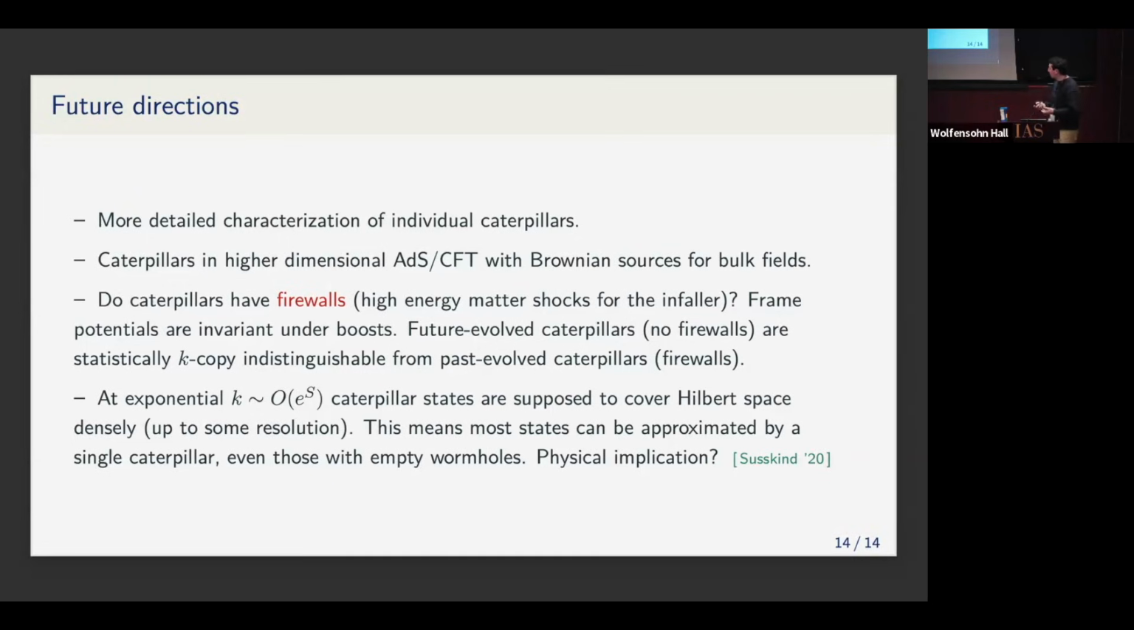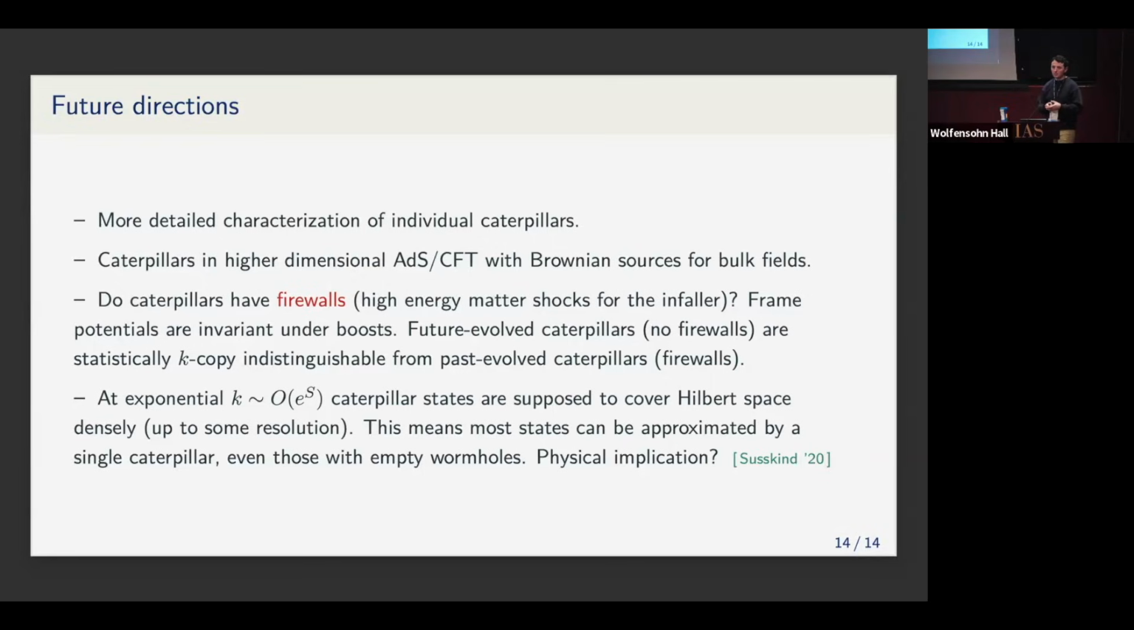And let me end with some more speculative regime, which is exponential values of K. In my talk, I've restricted to polynomial values of K because there we hope to have some semi-classical control of the frame potentials. But in principle, we could just extrapolate to exponential values of K. And in this case, caterpillar states are supposed to cover Hilbert space densely. So this means that the ensembles of states that I built are supposed to form a uniform covering of Hilbert space up to some resolution.